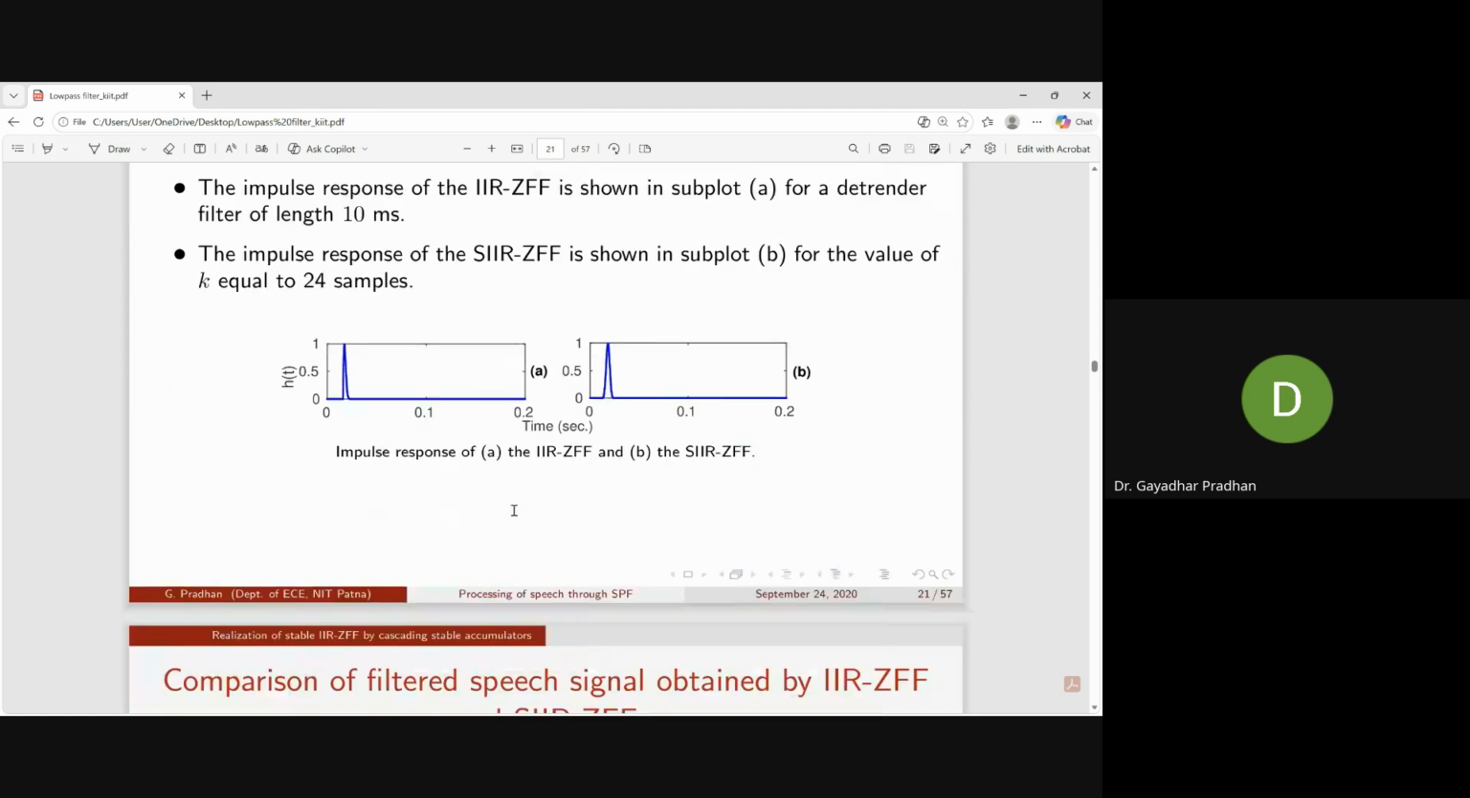Okay. These two filters are almost similar, but this one is unstable. For software implementation, instability is not an issue. I have a computer, I can use it. I have a server, I can use it. But when I go to hardware, a chip, that creates a problem because it requires a huge memory.